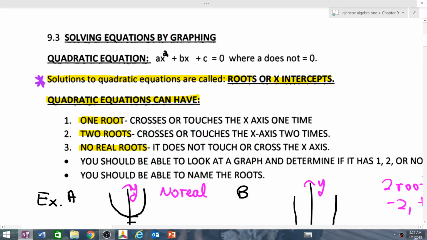Good morning and welcome. Today we're going to talk about lesson 9.3, solving equations by graphing. This is a very short and very simple, straightforward lesson.